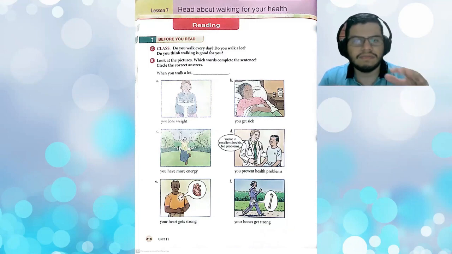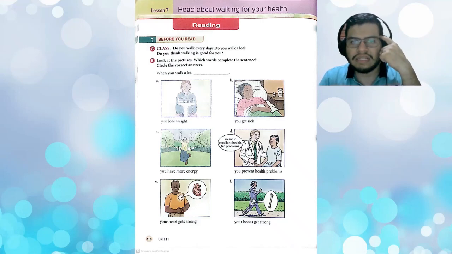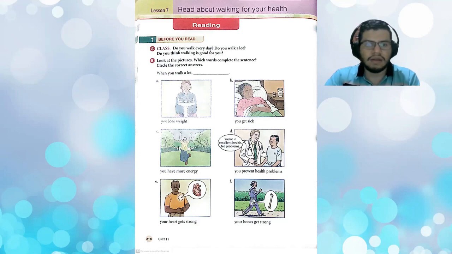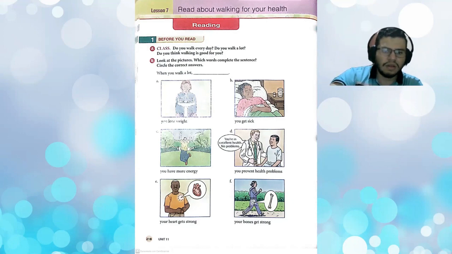Do you walk a lot? A little bit. No, I don't. Do you think walking is good for you? Yes, I do. It's better for your health. When you walk a lot, what's happening? You lose weight or you get sick? Let's check them. Look at the pictures. Which words complete the sentence? Circle the correct answers. When you walk a lot, what will happen? Cuando usted camina bastante, ¿qué sucede?